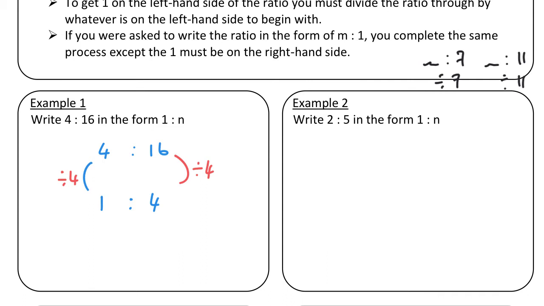2 to 5 in the form of 1 to n. So 2 to 5. We need to get it in the form of 1 to something. Well, to get from 2 to 1, we've divided by 2. So divide 5 by 2, and we get 1 to 2.5.